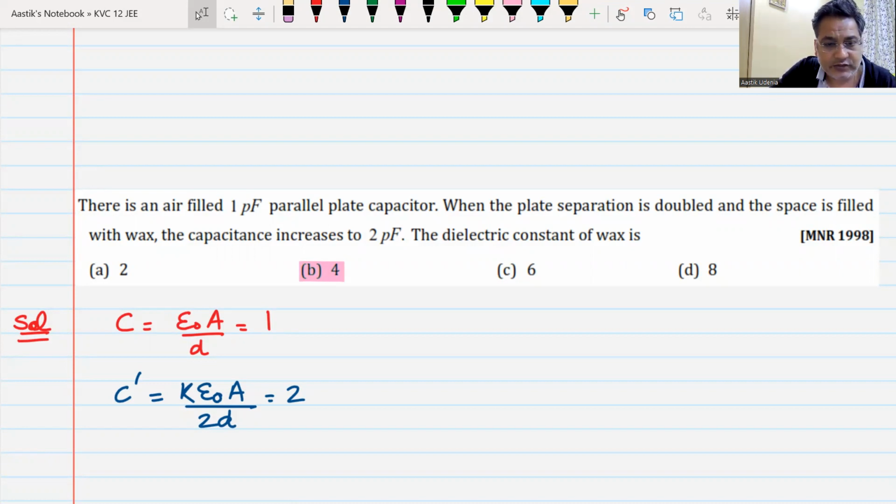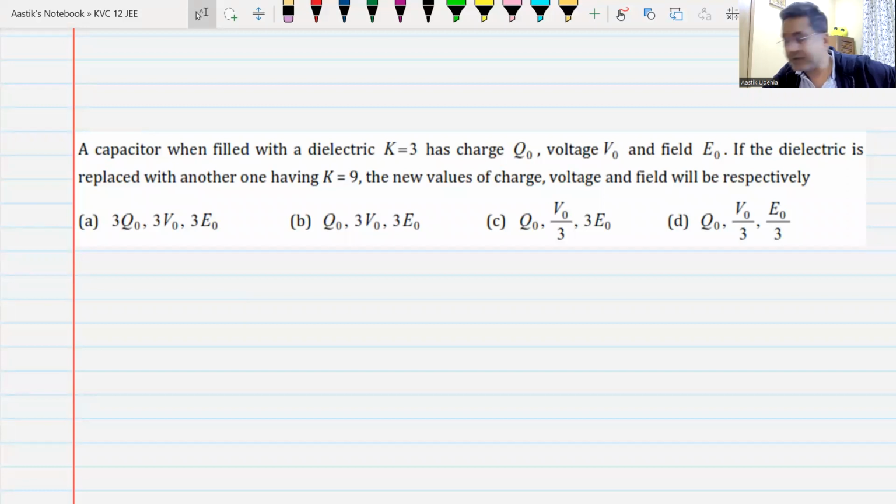I also told you that if nothing is mentioned, whether the battery is connected or whether the battery is disconnected, you will always assume that the battery is disconnected. Yes or no? Do we remember this? So on that note, I will bring you this question and I'll give you 2 minutes to solve it.